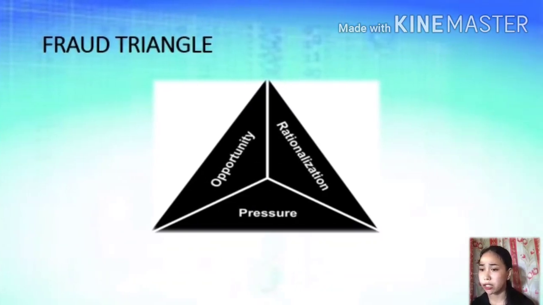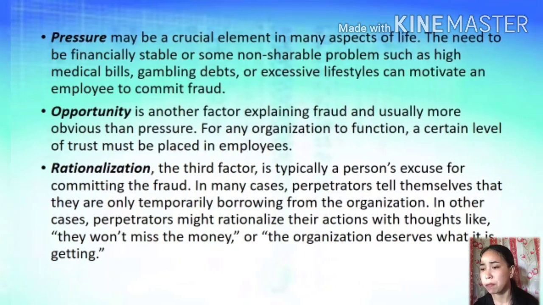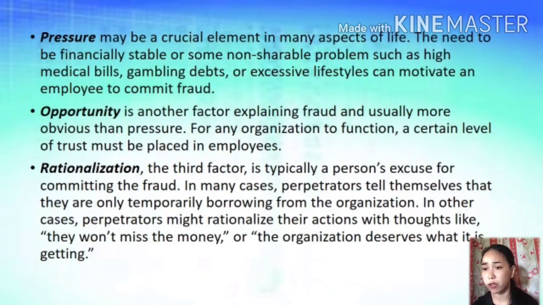What causes an employee to commit fraud? Human behavior is complicated. A prominent theory of what causes fraud identifies three factors: pressure, opportunity, and rationalization. The theory is known as the fraud triangle, documented in 1950 by UCLA professors. Pressure. Pressure may be a crucial element in many aspects of life. The need to be financially stable or some non-shareable problems such as high medical bills, gambling debts, or excessive lifestyle can motivate an employee to commit fraud.